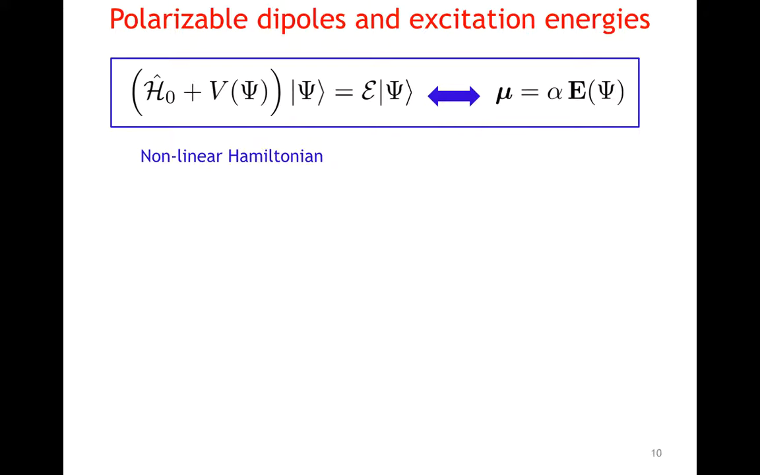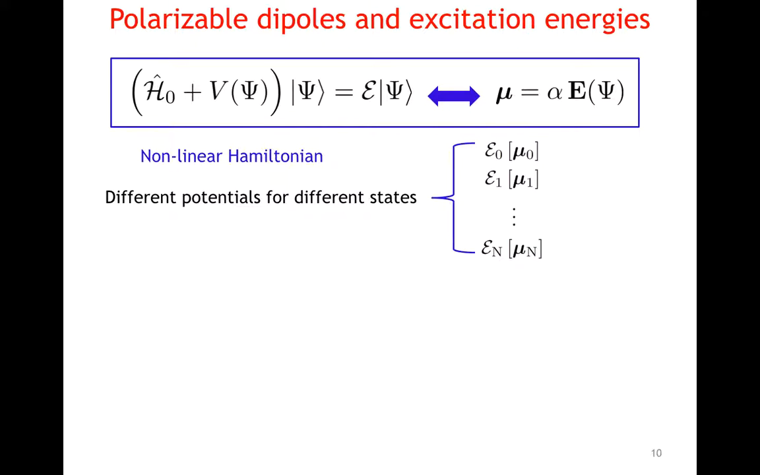So how can we compute excitation energies in this way, and how many routes do we have to compute excitation energies using polarizable dipoles? Once we bring to self-consistency the two equations that I'm showing at the top of this slide, we can follow different paths. As I said, once we solve the nonlinear Schrödinger equation, we end up with a set of different potentials and different optimal dipoles for the different states of our problem.